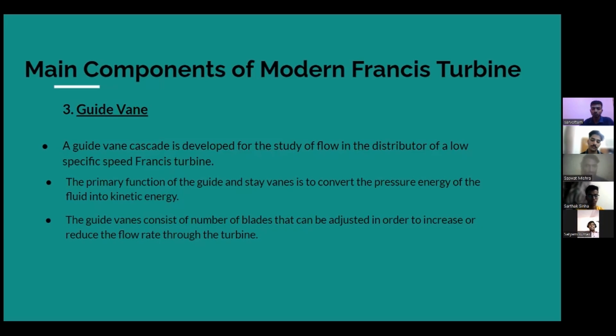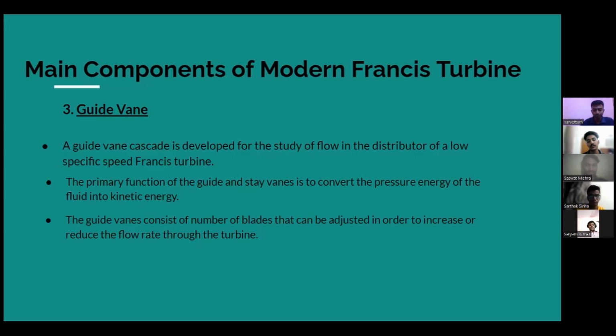A guide vane cascade is developed for the study of flow in the distributor of a low specific speed Francis turbine. Velocity and pressure measurements are done with Reynolds number 1.5 to 0.7 at 80% of BEP flow as in the reference prototype turbine.